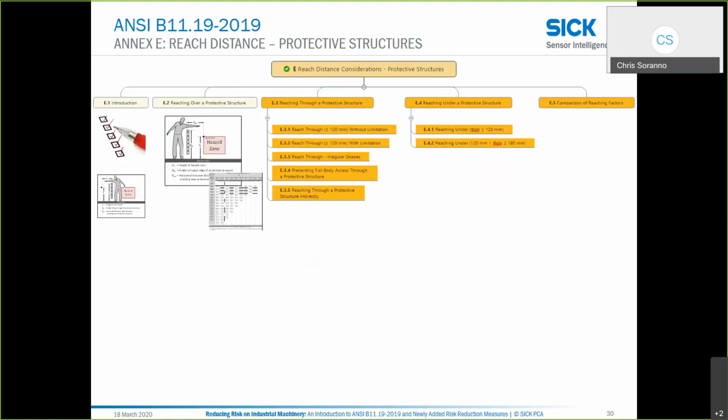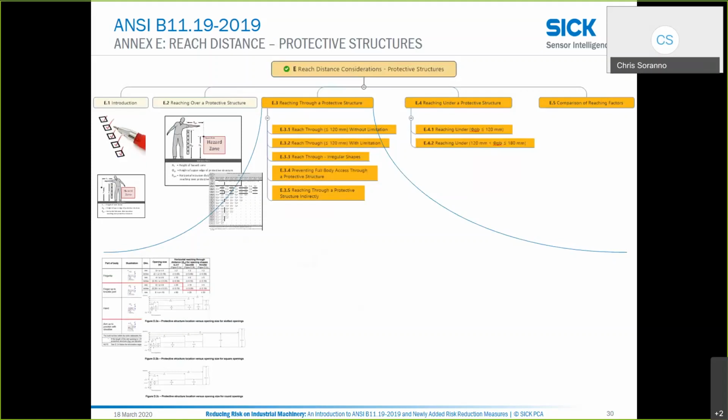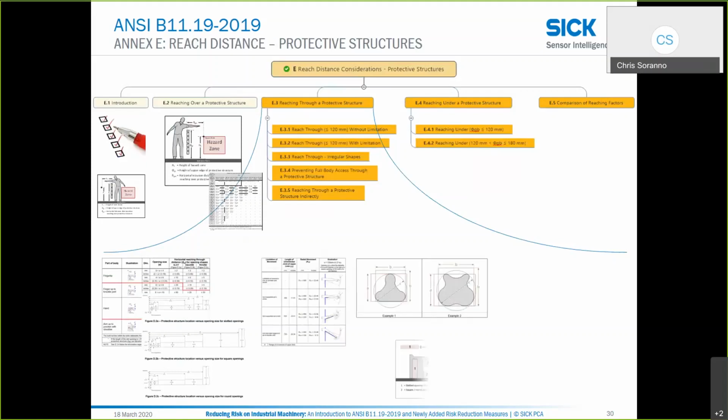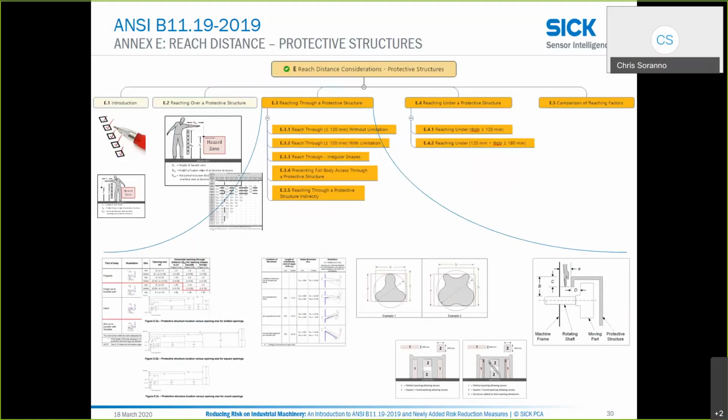We then address reaching over guards, which we've always had the table. We've now aligned that table. We then address reaching through protective structures, whether it's through openings that are slotted, square, or round, if it's reaching through openings that restrict some movement of motion at certain joints of the arm, determination of strange openings and determining if it is square, slotted, or round, or how to treat it, guidance on whole body access and how to prevent it using physical structures, as well as indirect access to a hazard.